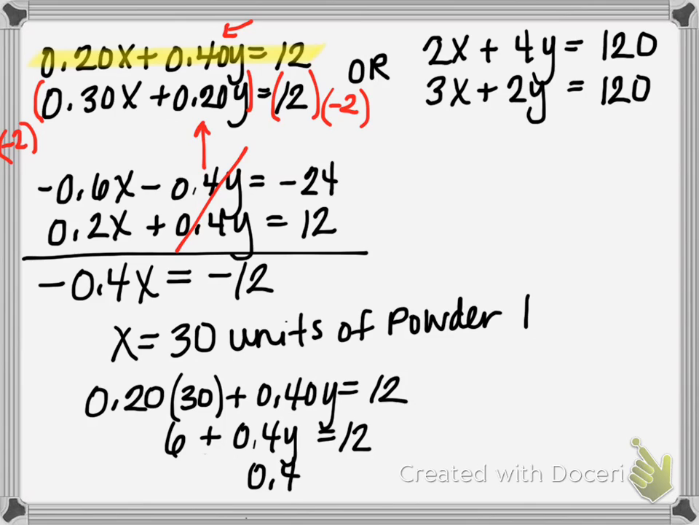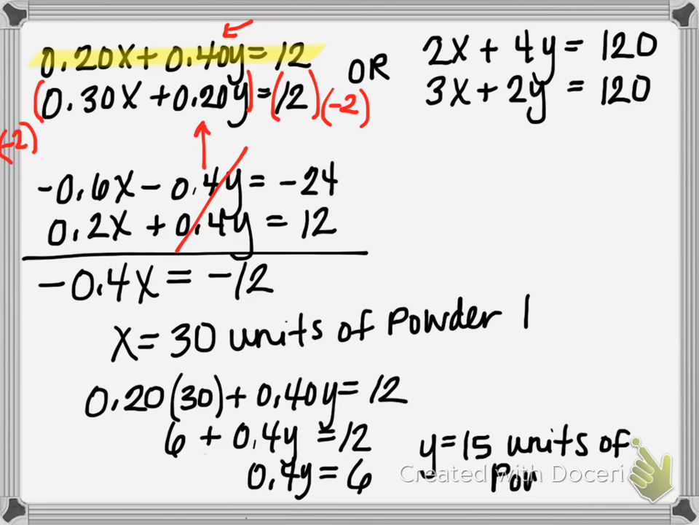So 0.4y, when we subtract 6, 0.4y will equal 6. And then finally divide. 6 divided by 0.4 gives us that y is equal to 15. So therefore I also need 15 units of powder 2. And that's how much I would mix together of each of the powders to get the desired amount of vitamin B and vitamin E.